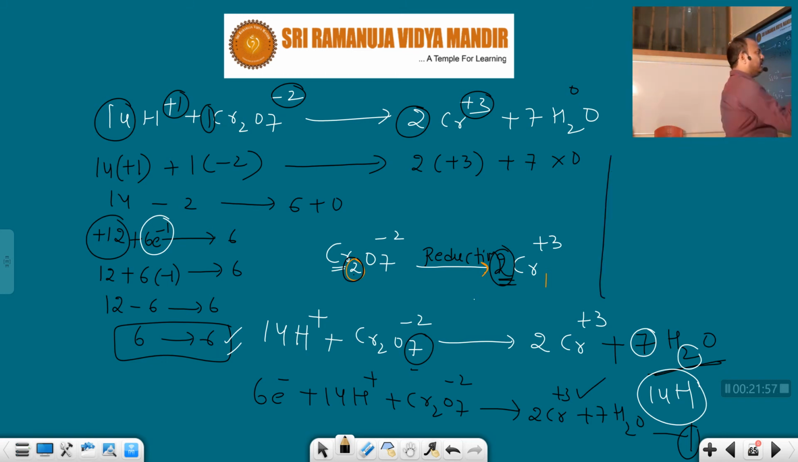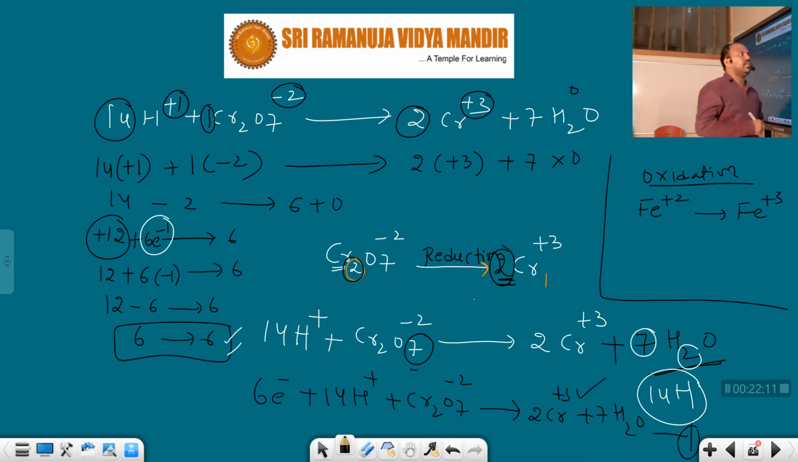Now take the oxidation reaction. What is the oxidation reaction? You know very well, Fe plus 2 changes into Fe plus 3. First of all, you should check the iron atoms, that is, all atoms of the elements except oxygen and hydrogen. How many irons are there here? 1. Here 1. That means LHS is equal to RHS. The iron atoms are balanced.